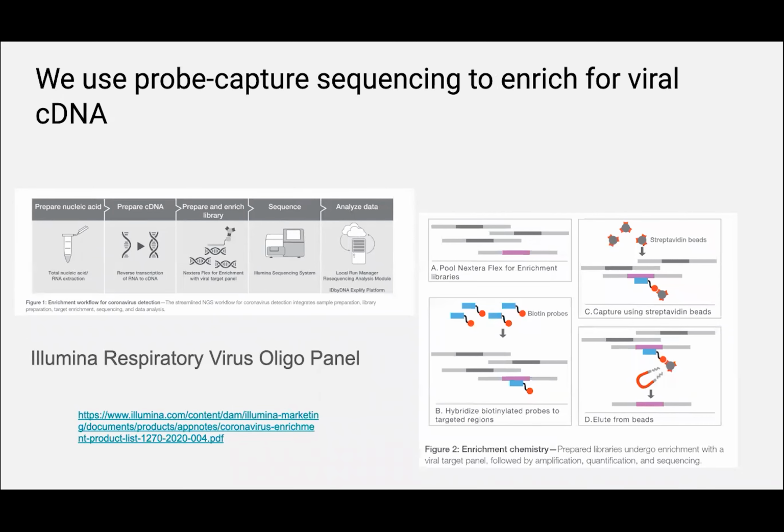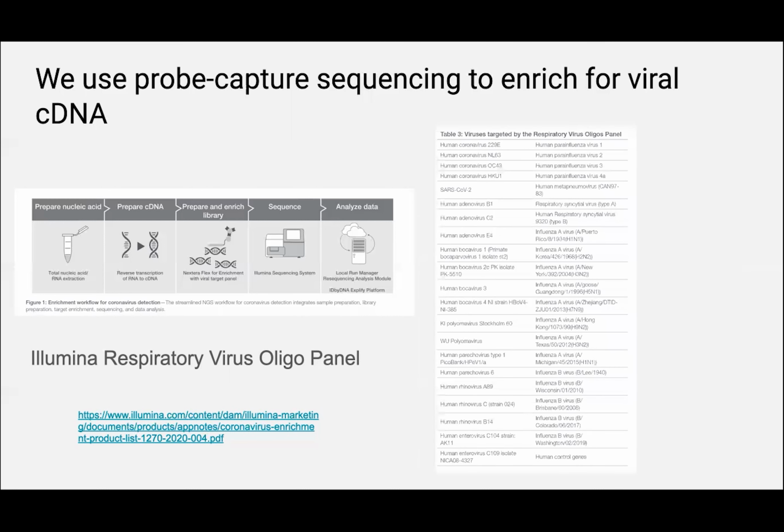The majority of the sequencing we're going to be looking at today uses a probe capture targeted method. This was developed by Illumina, and we've had collaborators at Illumina who have helped us apply it more specifically. It's called the Illumina Respiratory Virus Oligo Panel. It's going to be several beads with oligos that match the entire SARS-CoV-2 genome, as well as other respiratory viruses. And it will bind specifically to viral cDNA in a library to create a new library enriched for that specific cDNA.